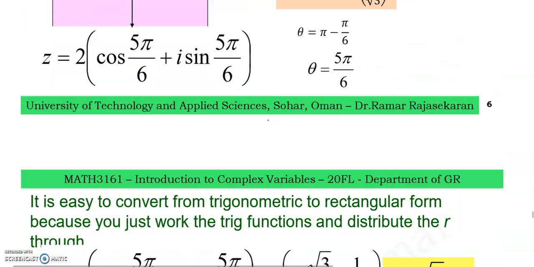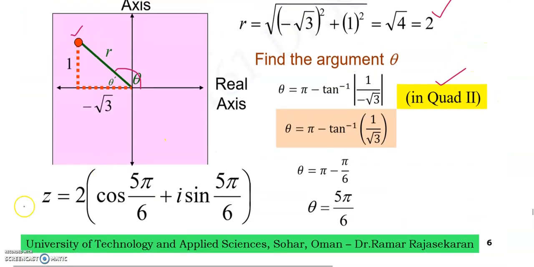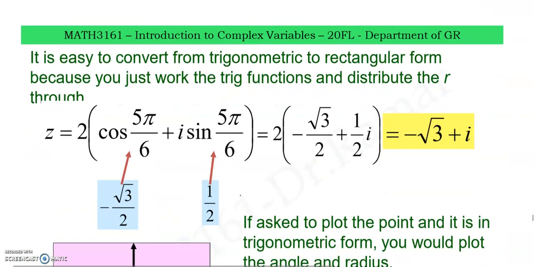So here you write z is equal to r, means modulus, that is 2. So here write 2, then multiply cosine theta, theta is here 5 pi over 6, plus i times sine theta, theta is 5 pi over 6. So this is the polar form of the given complex number. That's it. Now we'll see another example.